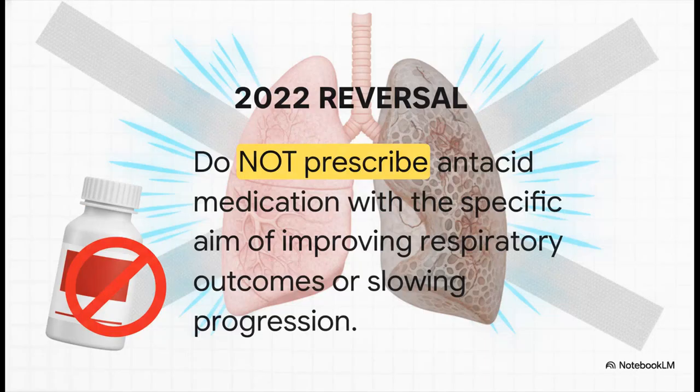Also, really quick but vital update. We saw a major reversal in practice back in 2022. For years, the old-school thinking was that treating presumed silent reflux with antacids might actually slow the disease progression. But recent systematic reviews have definitively shut that down.